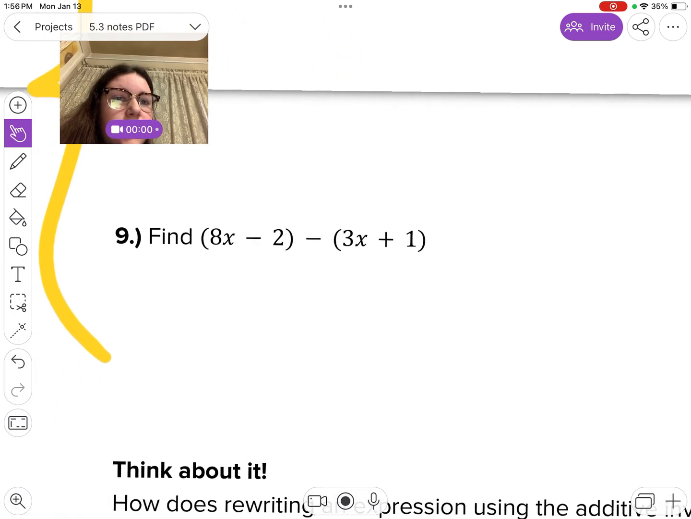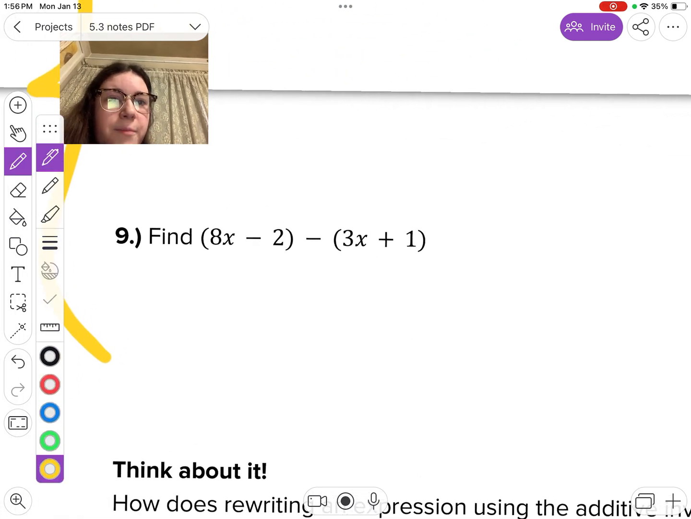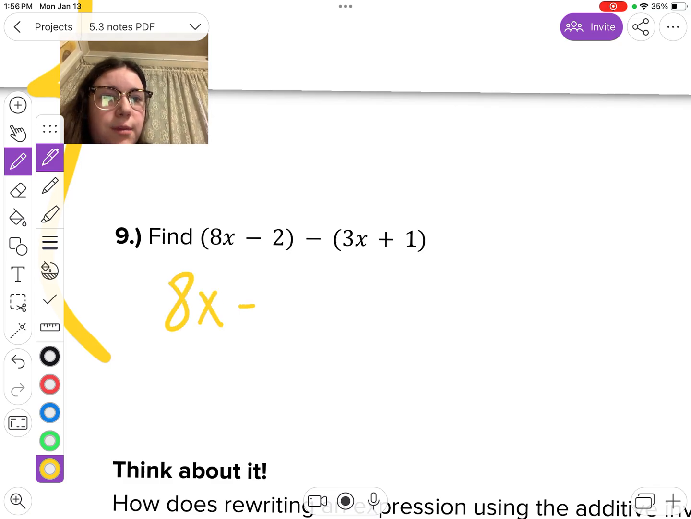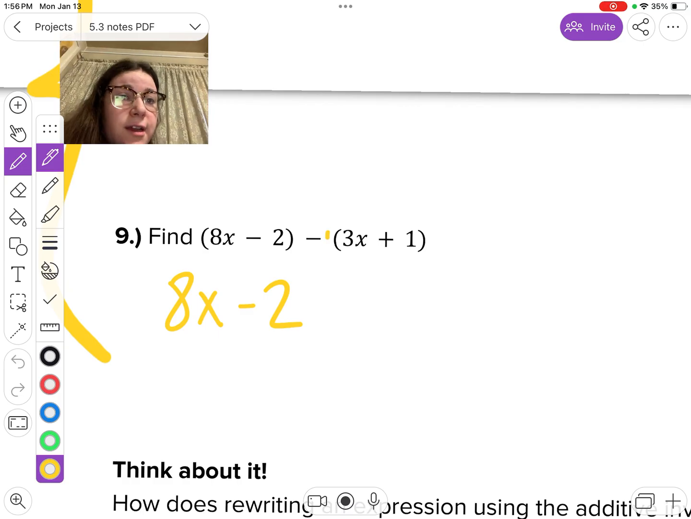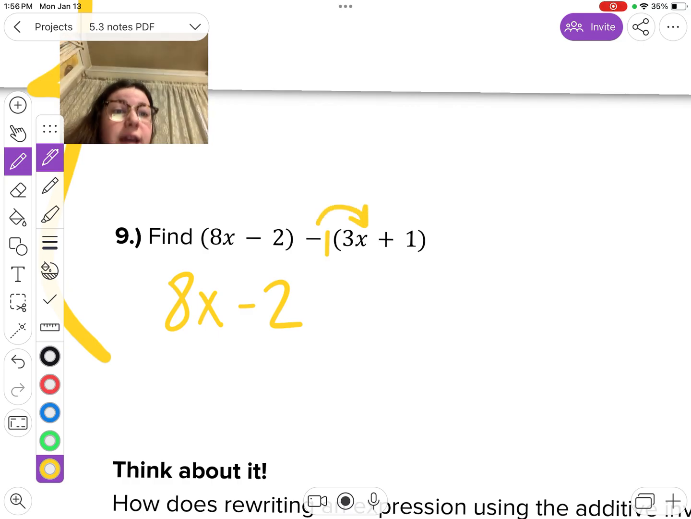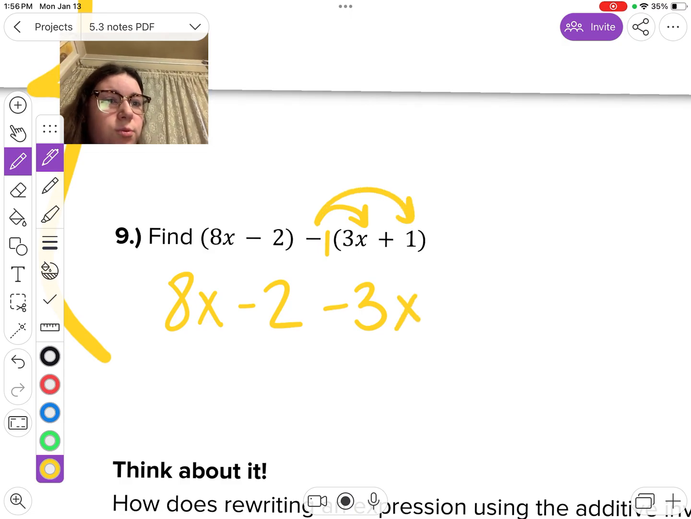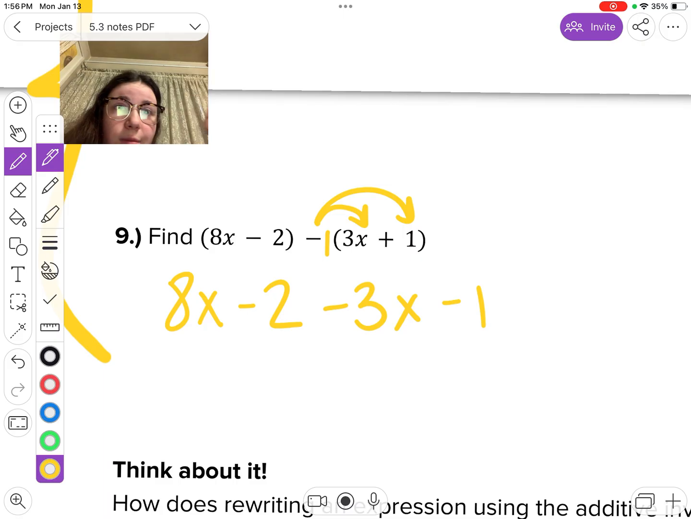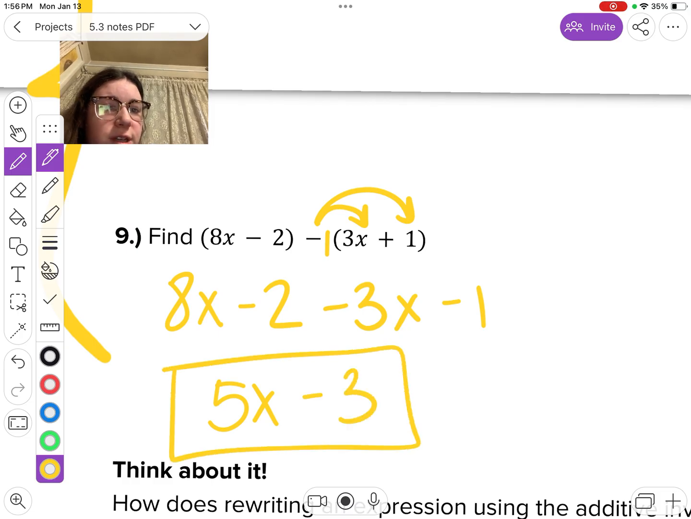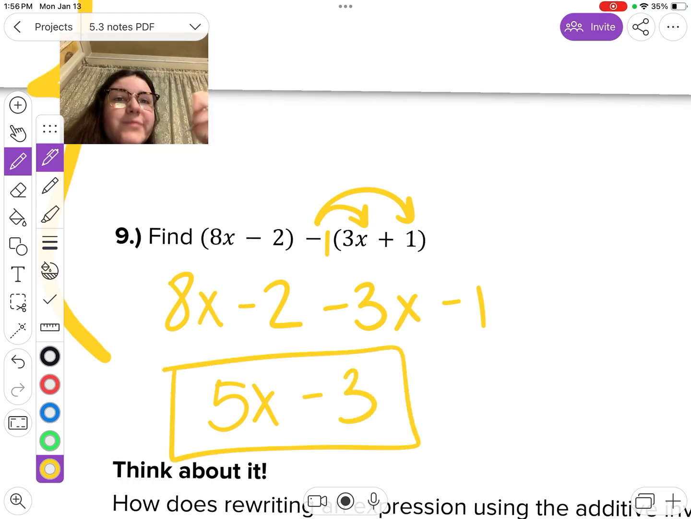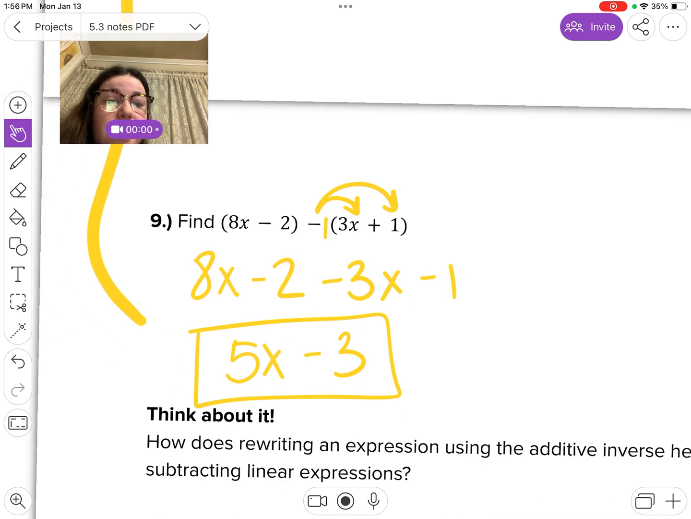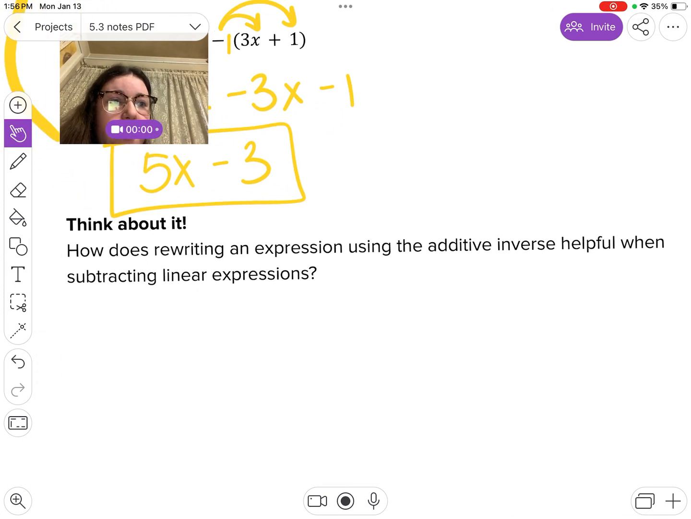Last one, number 9, gives us 8x minus 2. Nothing we need to combine, nothing affecting it. So I've got 8x minus 2. And then we have our negative 1 here, so we distribute that. Negative 1 times 3x becomes negative 3x. Negative 1 times 1 becomes minus 1. We combine like terms. We get 8x minus 3x is 5x. And negative 2 minus 1 is negative 3, which is now our fully simplified expression. And that's our answer.